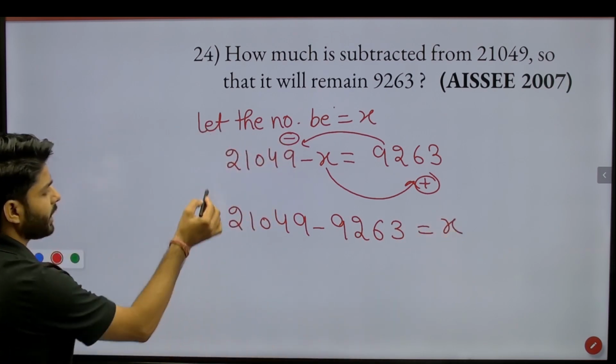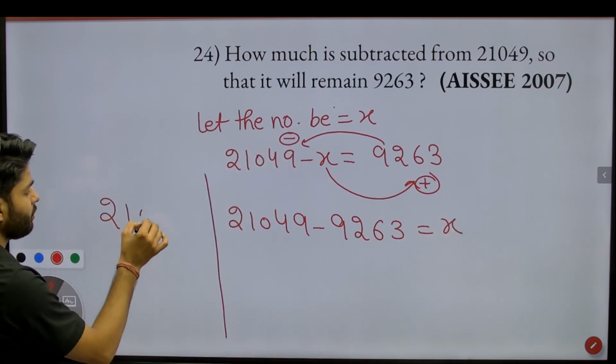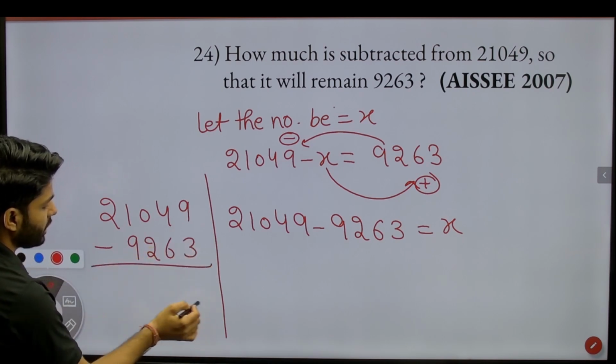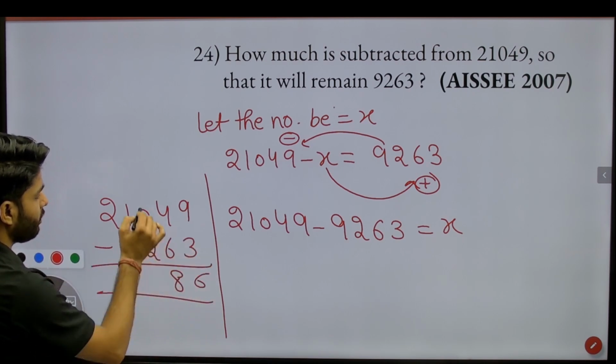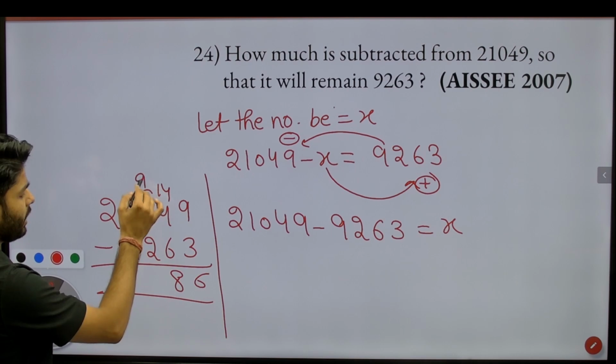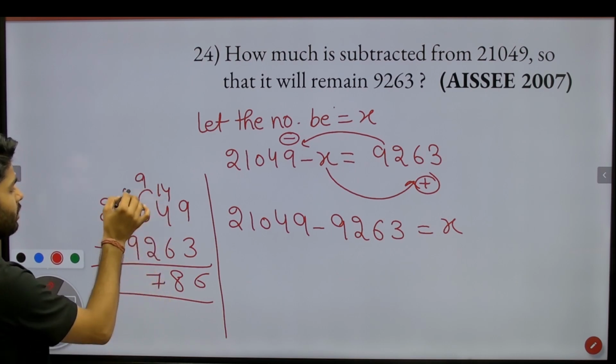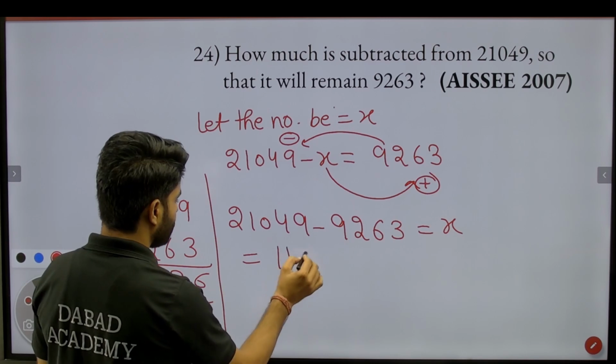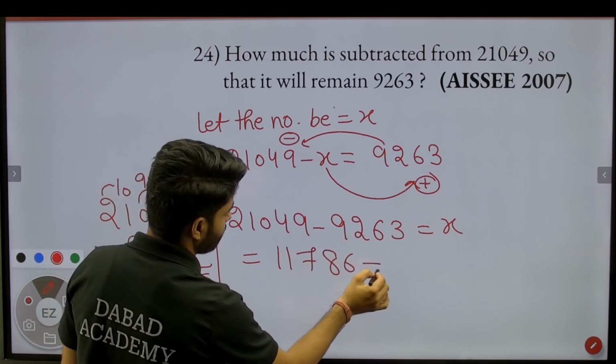Now we have to subtract it. That is 21,049 minus 9263. 9 में से 3 जाता है, that is 6. That is 8. We have to take carry 14. Here 9 में से 2 गया, that is 7. Here is 0, it takes carry 10, 1, that is 1. That is equal to 11,786, that is equal to x.